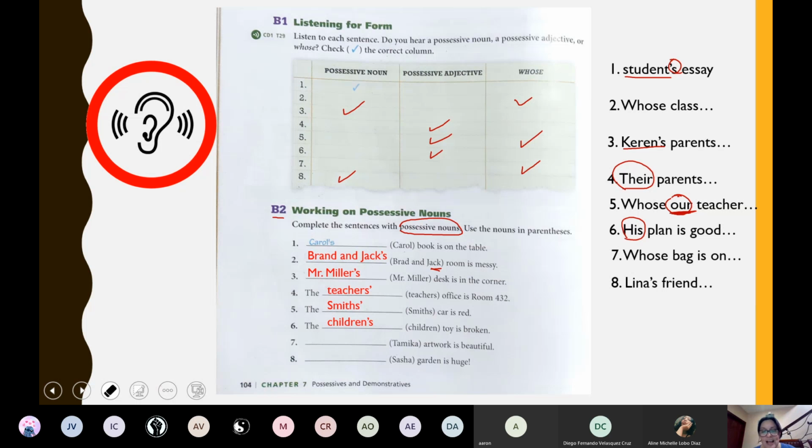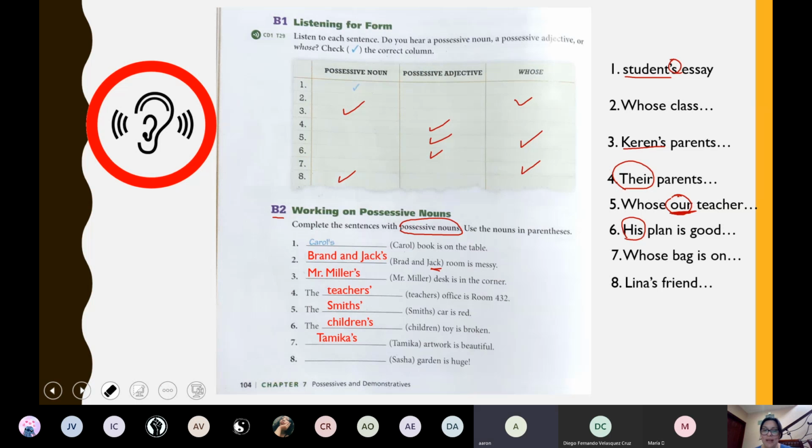Number seven. Tamika, our work is beautiful. How do you do that one in possessive? Tamika's. Okay, thank you. Tamika's with apostrophe S. Tamika is maybe a girl, so with names that do not end in S, we add apostrophe S. Tamika's artwork is beautiful.